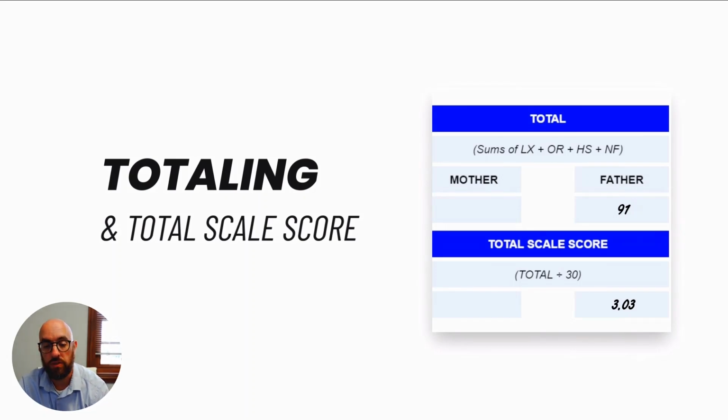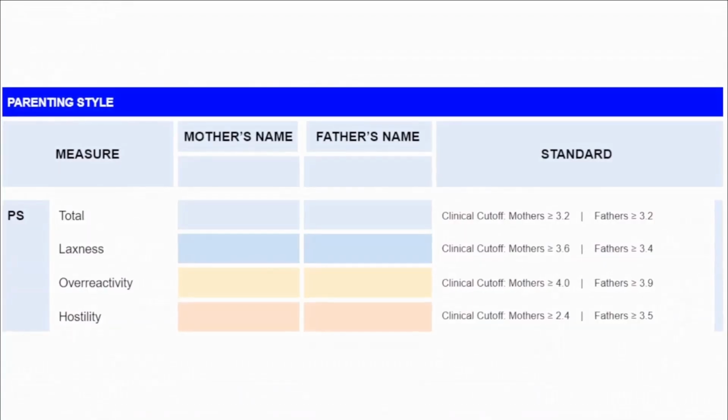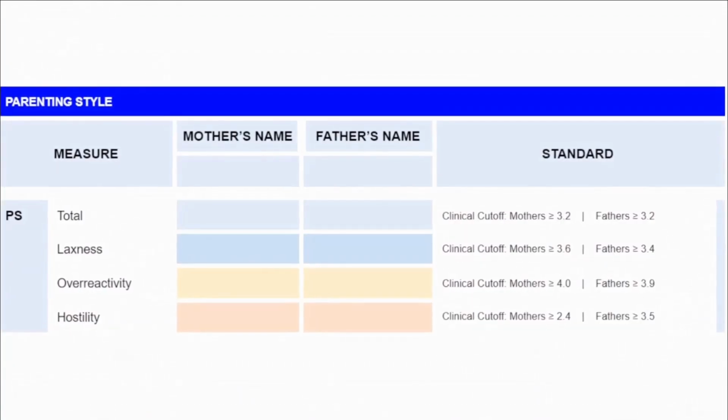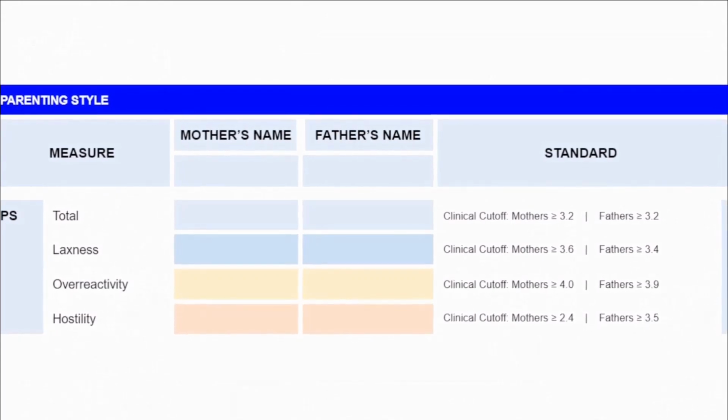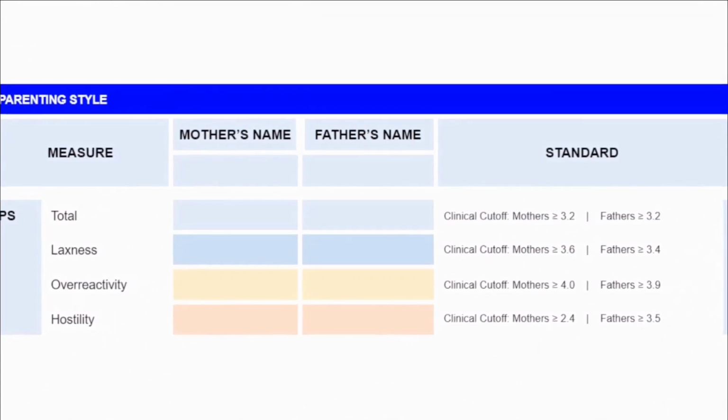Next, similar to our other measures, we're going to turn to the last couple pages of the data summary booklet and look for PS, or parenting scale. And you can see here we have our spots to put the scores in: the total, the laxness, the overactivity, and hostility. We'll transfer those over from John.